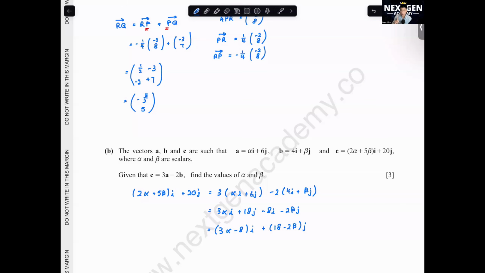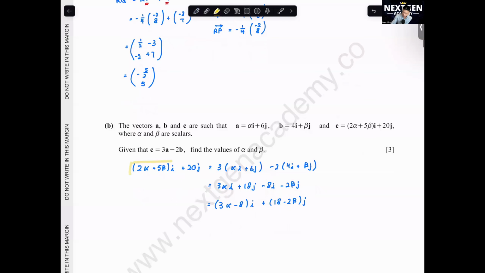Okay, i and j are not unknowns. i and j are the directions. Next time when you all go to college, you'll see a lot of these i and j's. i is normally like your x direction, j is your y direction. Now what we do is we take these i values and compare with this i value. That means you equate both of them with each other. Then we take these j values and equate them with these j values.